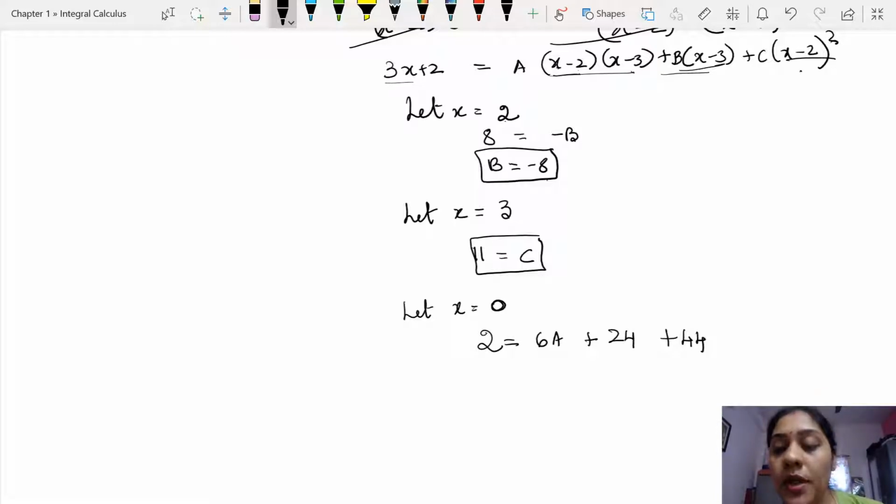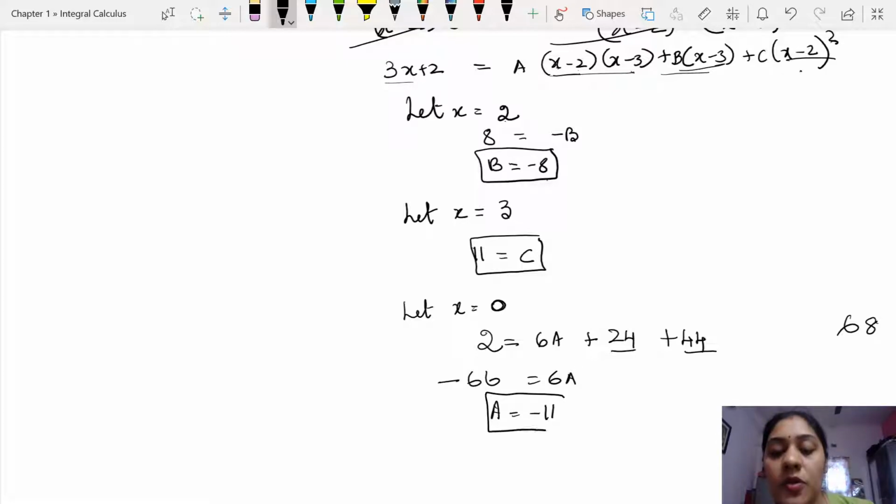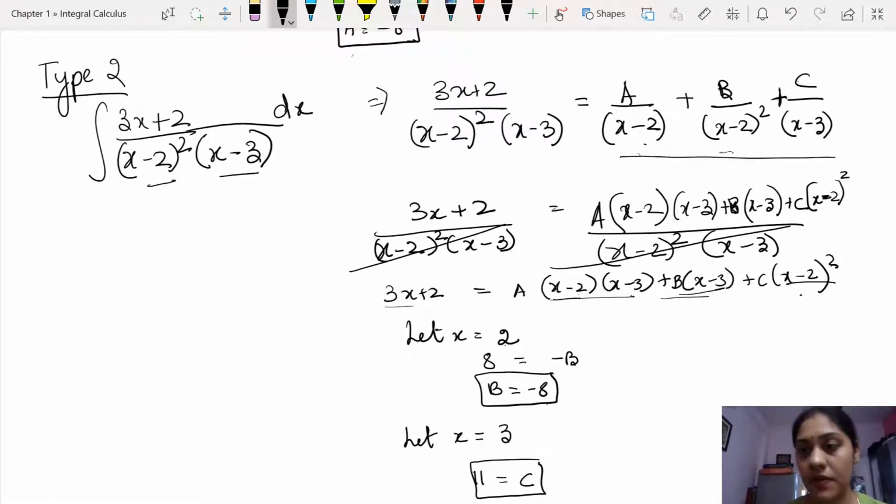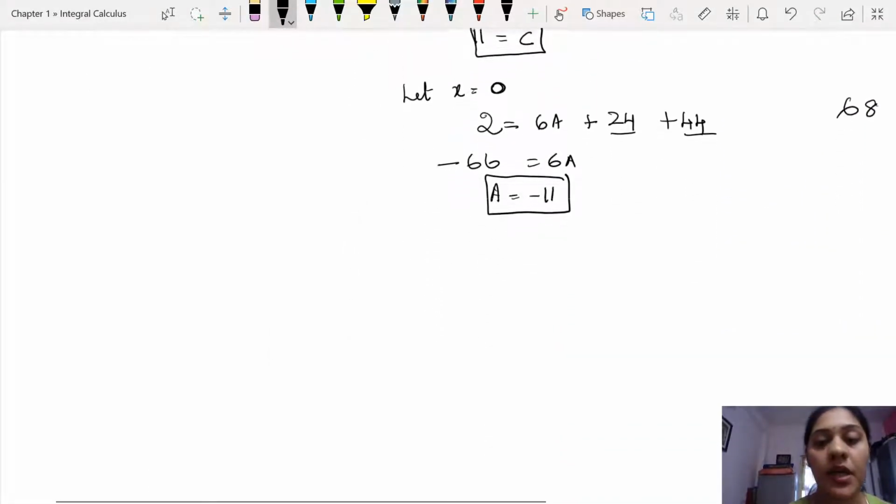Okay, so bring these two terms to the other side. 24 plus 44 is 68. When you bring 68 here, you will get minus 66 is equal to 6a. So a is equal to minus 11. So now we have the value of a, b and c. Okay, so we will be substituting it in this. So let us do that.